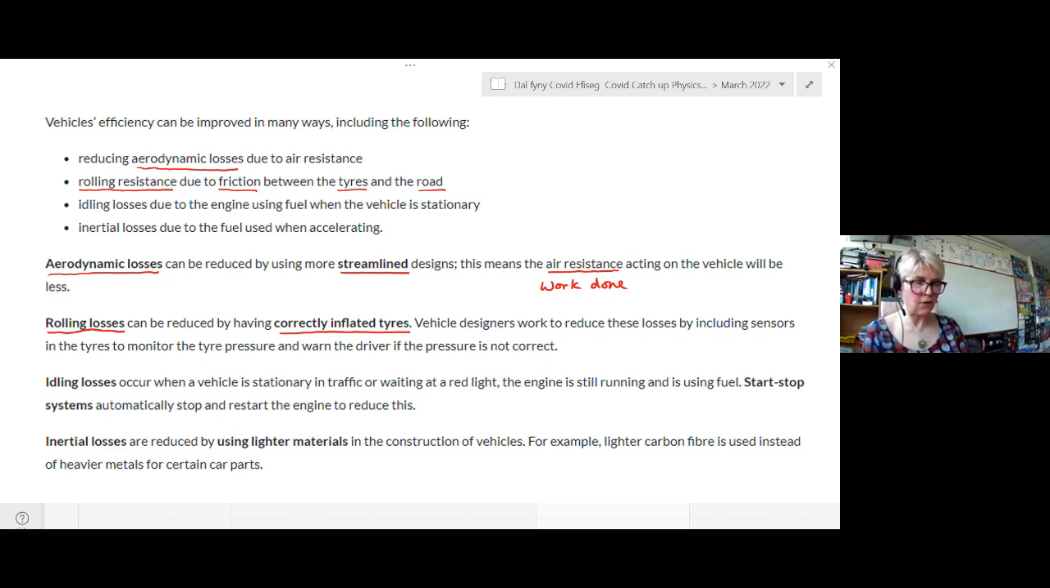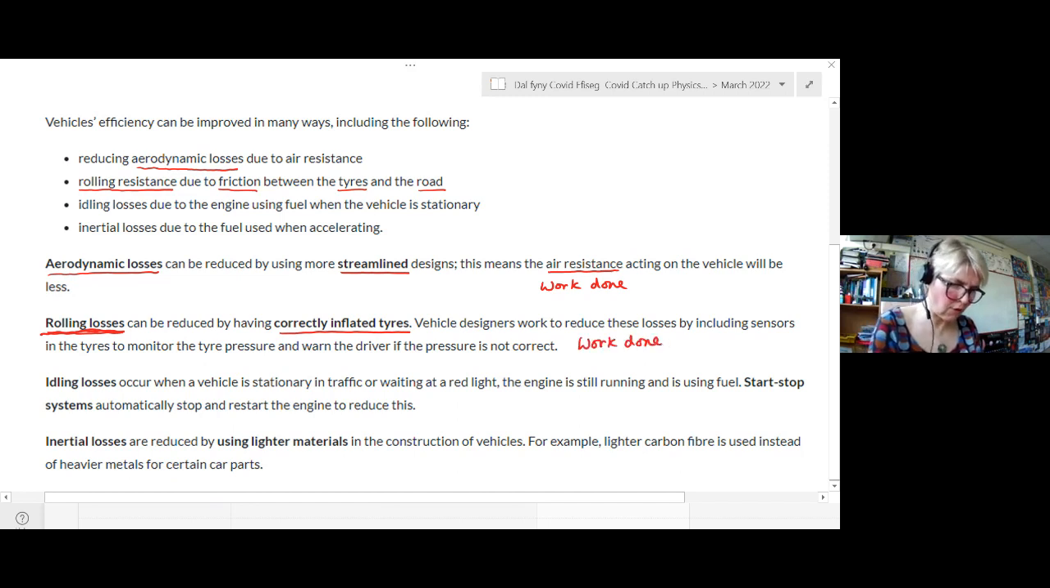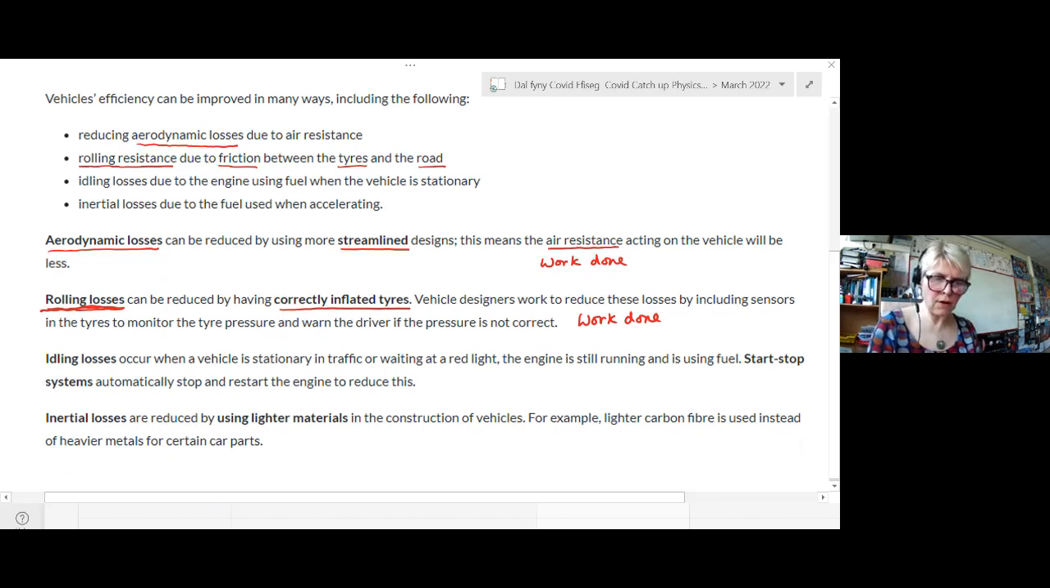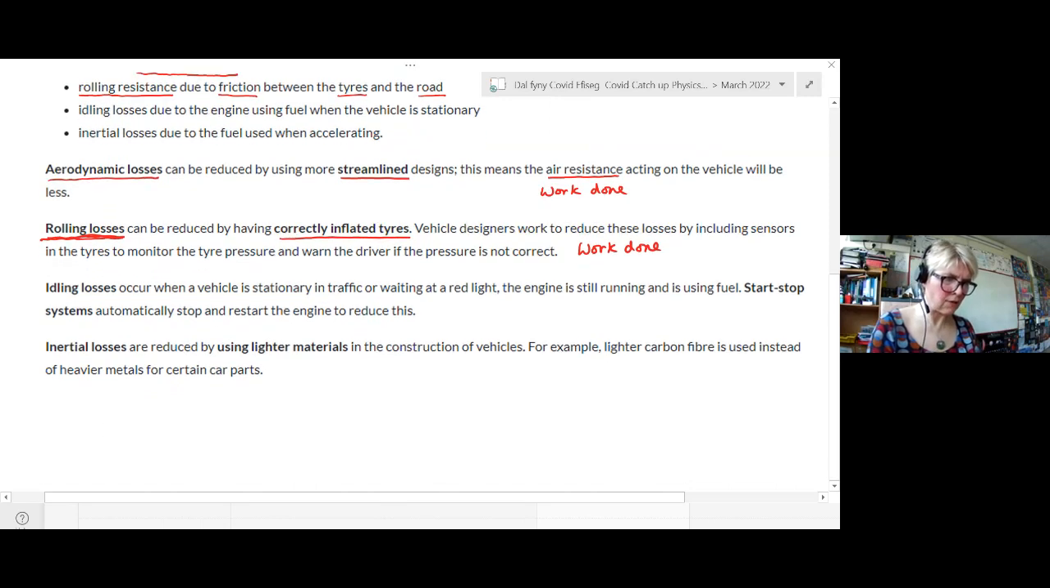You've got a safety issue here, because if it is over inflated, then you won't have that contact with the ground to give you the friction in order to cope with banking and going around circles. And if it is too low in pressure, the friction is too great and you get these rolling losses, so that you are again doing work against the friction between the tyre and the road. All right, so it's very relevant to what we have been looking at.